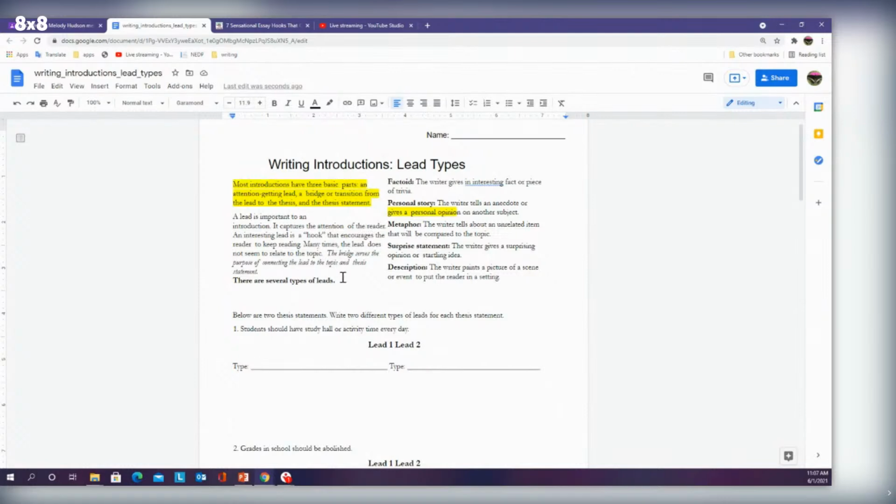So you're going to start with a strong lead. I'm going to start with some facts. Students should have study hall or an activity every day. They should have study hall or activity time every day. Study hall is important for students to get reinforcement on lessons. Study hall helps students to get reinforcement on lessons. What else can we say about study hall or an activity time? We talk about an activity time.